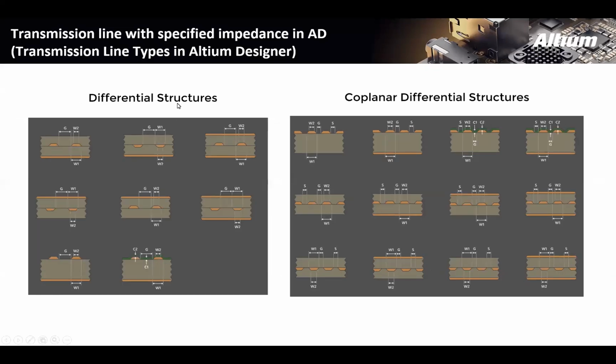Similarly, we have differential structures, same concept. These are all coplanar signals, right? Differential, but this again shows the cross sections that we currently support. And then finally, coplanar differential structures, where you have differential pairs and you have the return path on that same layer, again with ground on either side.